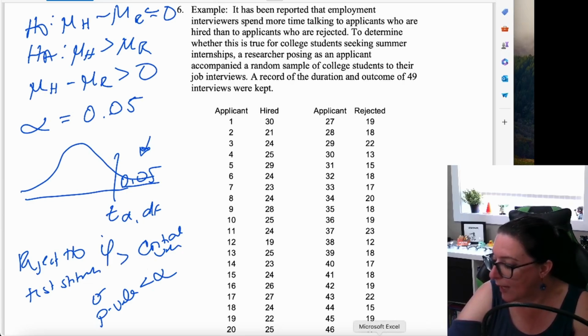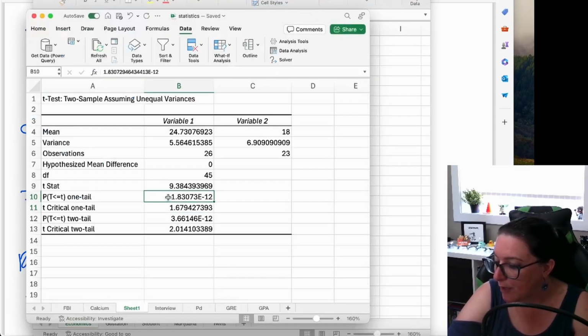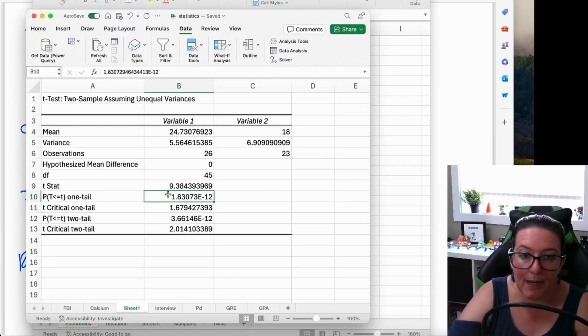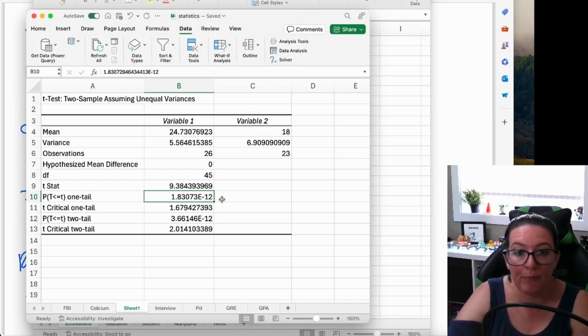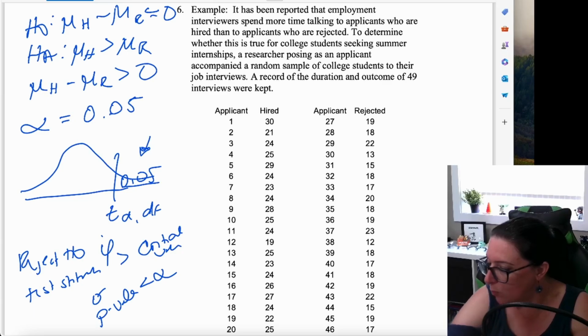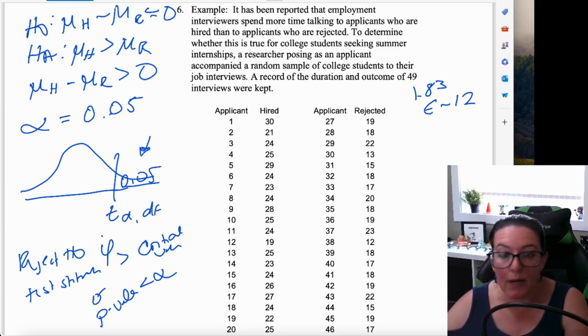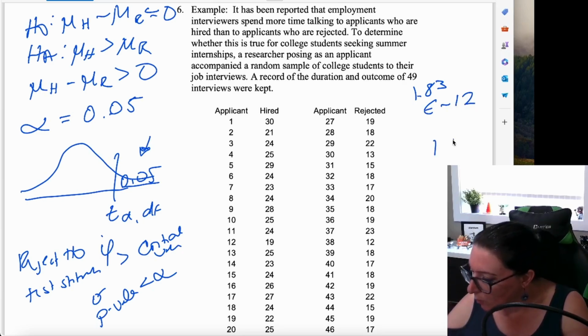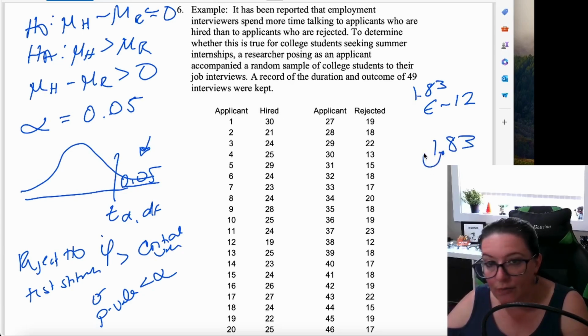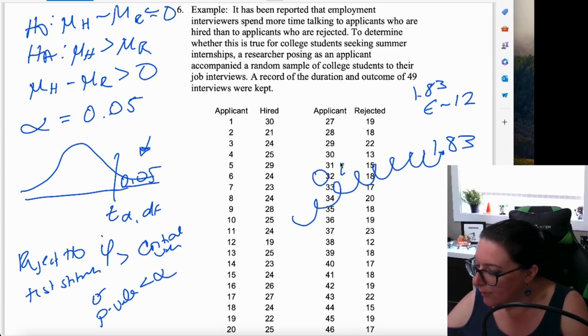We can also look at the fact that the p-value is 1.83 e to the negative 12. Just to give you an idea of what that is: we take the number 1.83, which has a decimal here, and we move it over. That's 1, 2, 3, 4, 5, 6, 7, 8. So all of these would be zeros.